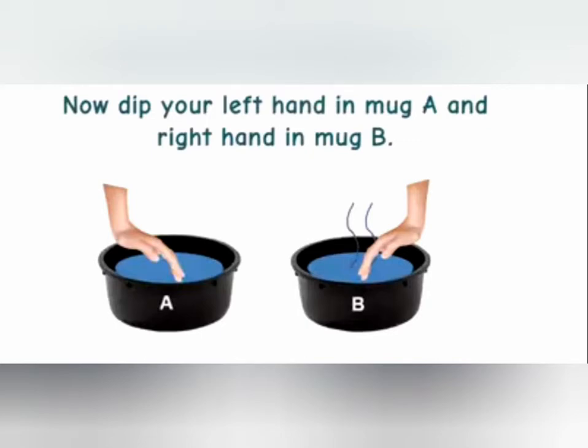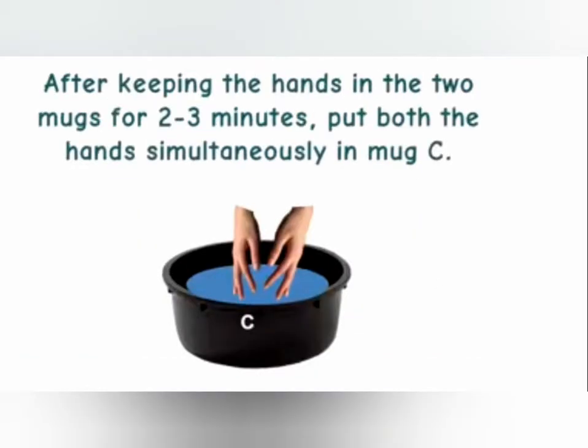After keeping the hands in the two mugs for 2 to 3 minutes, put both the hands simultaneously in mug C. What happens? Both hands give you different feelings though they are in the same water. You will feel hotness in left hand and coolness in right hand. This is because they are comparing to their previous temperature they were in.